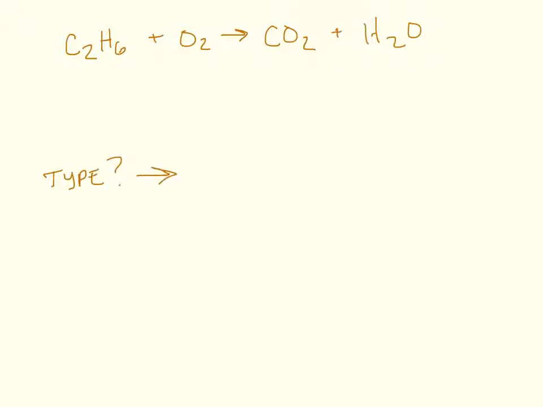So let's take a look at a practice equation. We have ethane, which is right there. That reacts with oxygen and gives us carbon dioxide and water. Oh, sorry, I'm writing water. Okay. What type is this? Well, we go back and revisit. We should say that this is a combustion. Why? Well, we see carbon, we see oxygen, we see carbon dioxide, we see water.